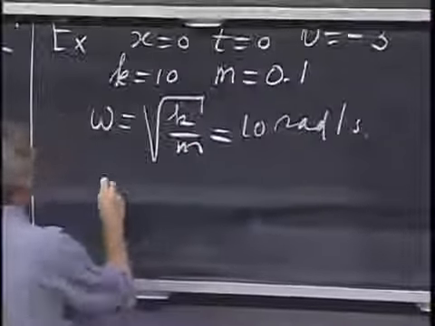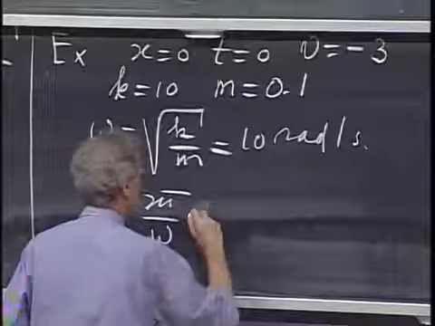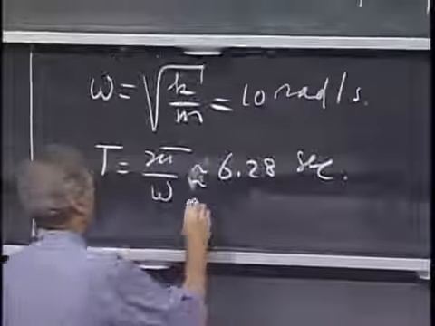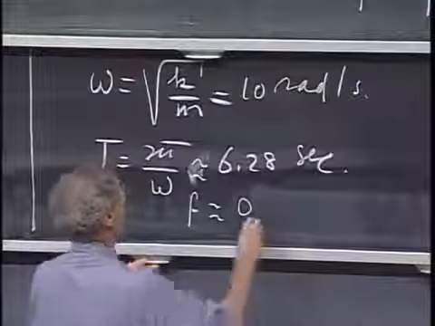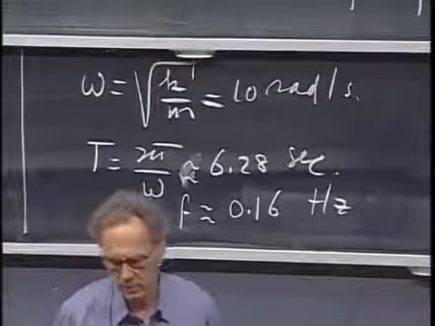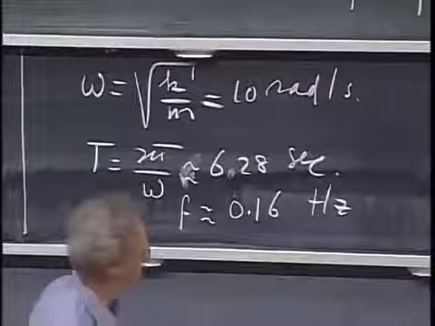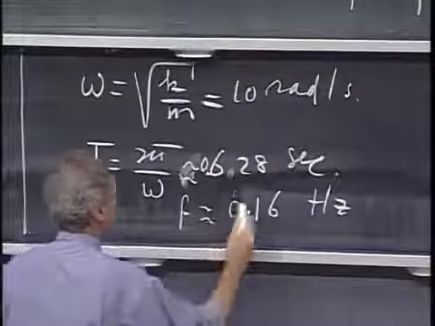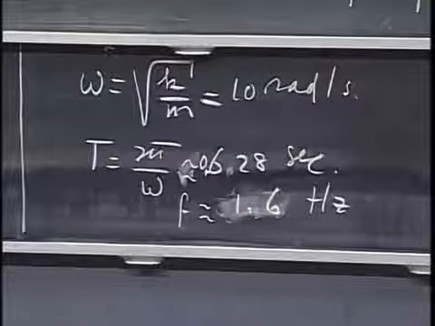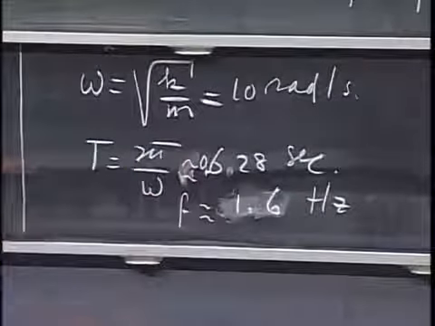The period T, which is 2 pi divided by omega, would be roughly 6.28 seconds. And the frequency f would be about 0.16 hertz. So just to get some numbers, 0.16 hertz, sorry. This is not my day. This is 0.628, and this is 1.6 hertz. 2 pi divided by omega, you can see this is 10. 6 divided by 10 is about 0.6.